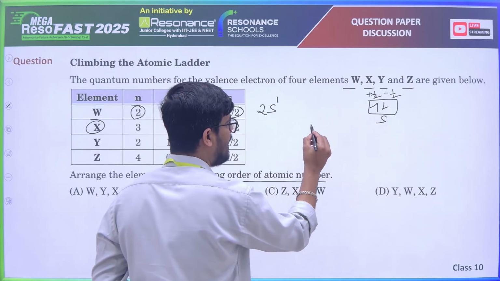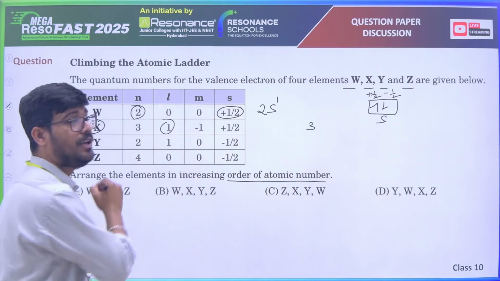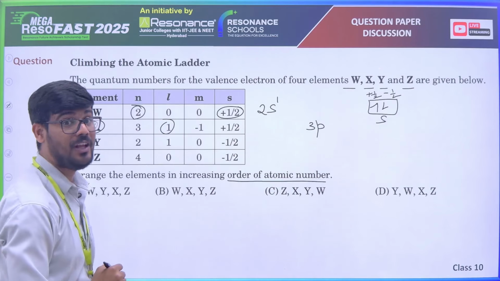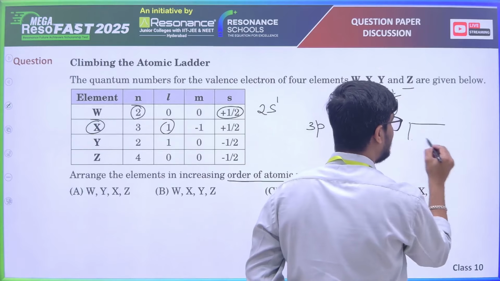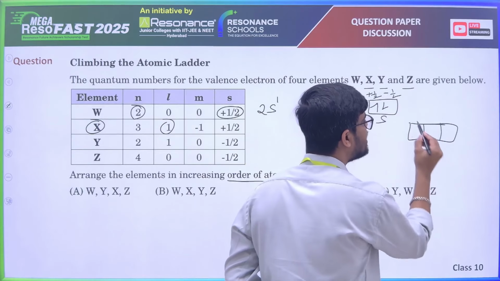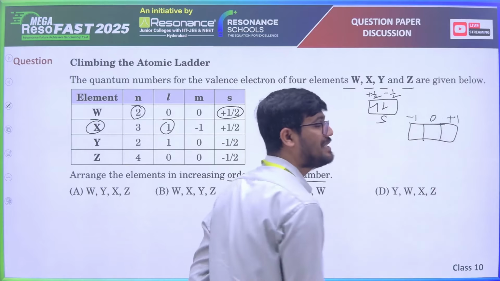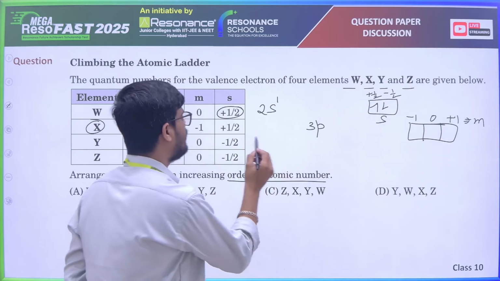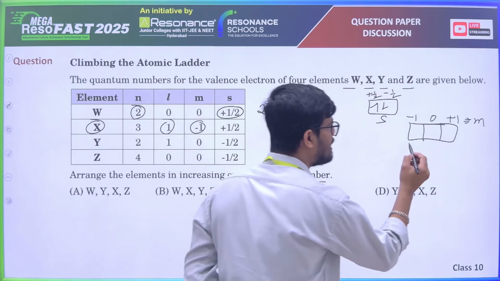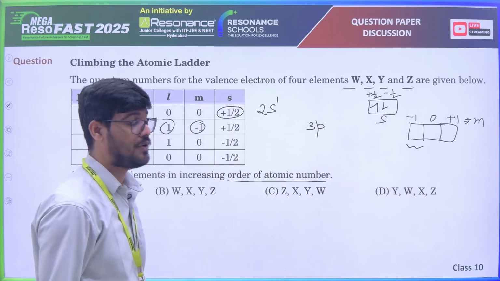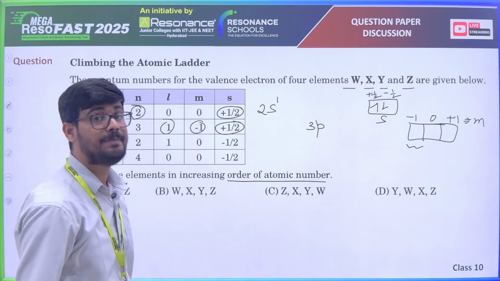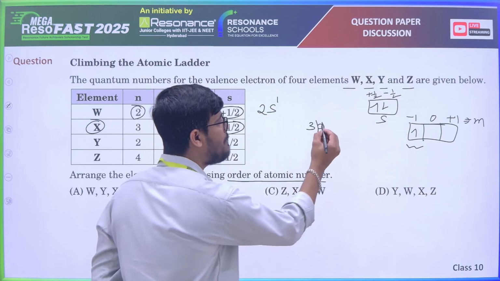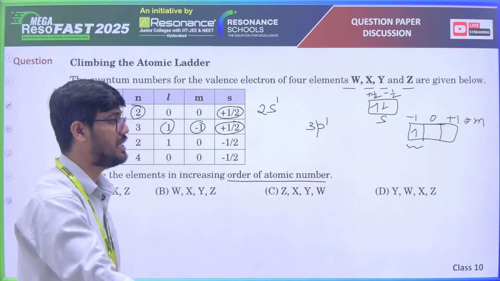Next, for X element, check, principal quantum number is 3. So last valence shell will be 3, and l value is 1, that means p. Next, m value is minus 1. In case of p subshell, the convention is minus 1, 0, plus 1; these are the m values. So m should be minus 1, which means only this orbital we have to consider, and s is plus half. That means only one electron is present there. So 3p1 will be the last subshell.